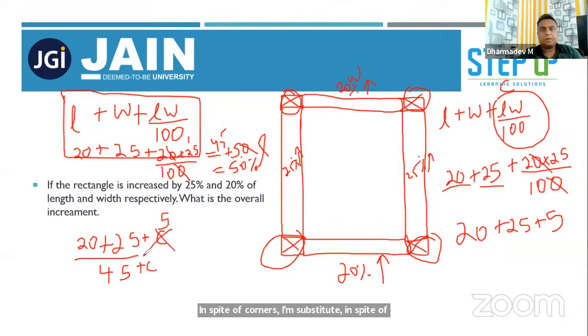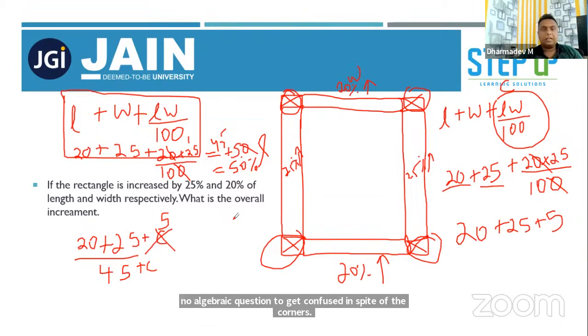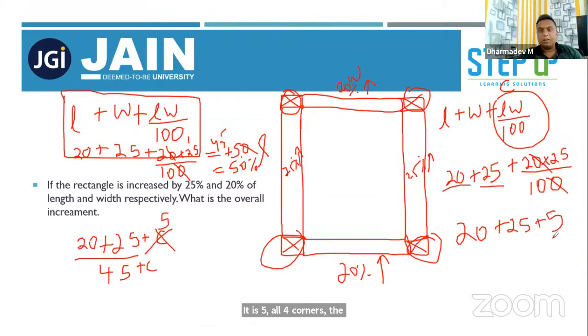Are you clear with that? There is no algebraic equation to get confused. In spite of the corners, it is 5. All 4 corners, the 5%. Length and width 45%. On the corner is just 5%, not 5C. C equals 5, not 5C.